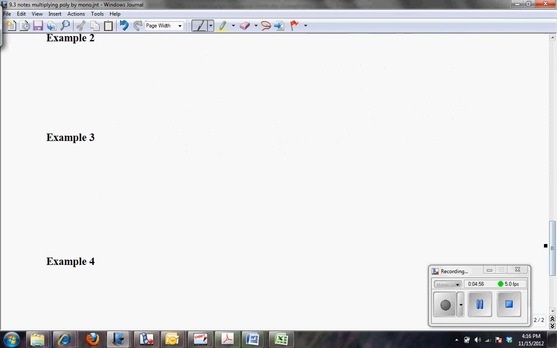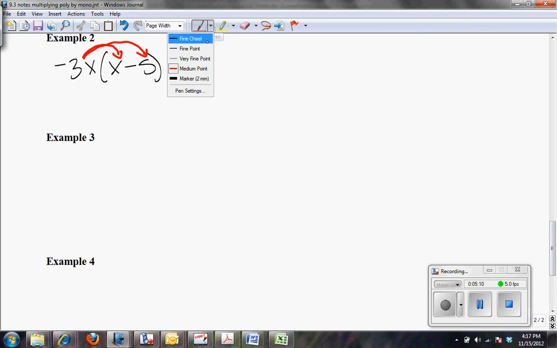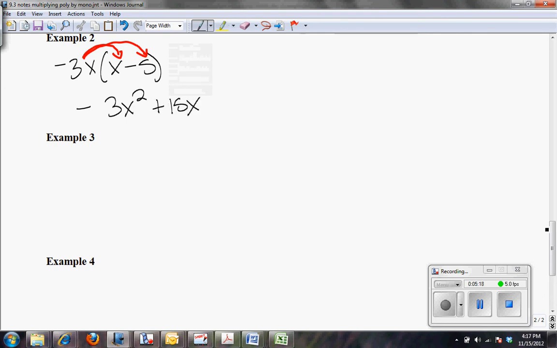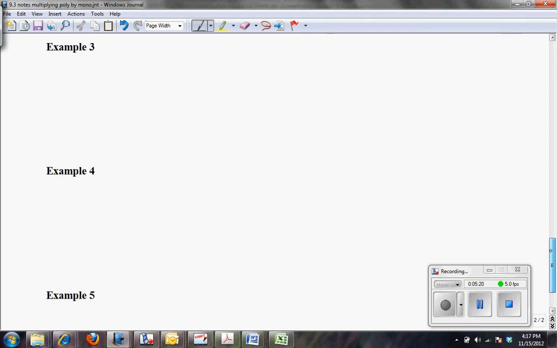Let's move on. Example 2. Negative 3x times x minus 5. Okay, we need to use the distributive property. Take negative 3x times the x, negative 3x times the minus 5, and we end up with negative 3x squared plus 15x. Again, if it's going too fast, pause it.